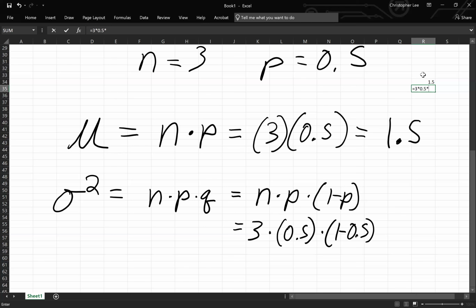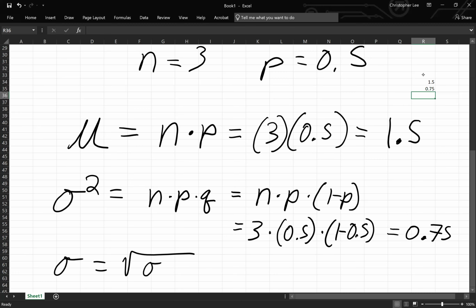I think you did this and I understood. Is it 0.5? Yeah. You understood it? Good, good. All right, so then this would be like 0.75. And then the standard deviation is always the square root of your variance. So you just square root that number, and then you're good to go.